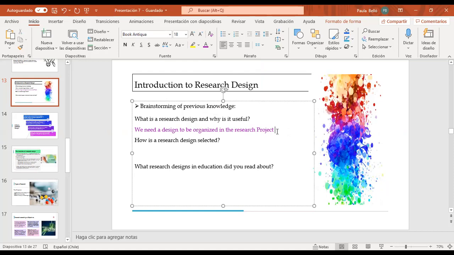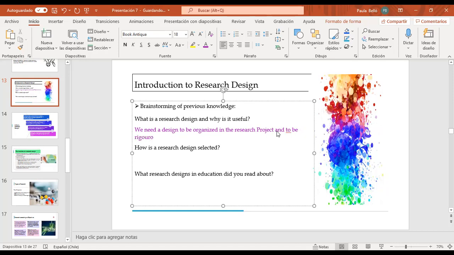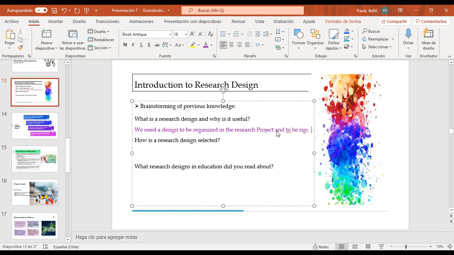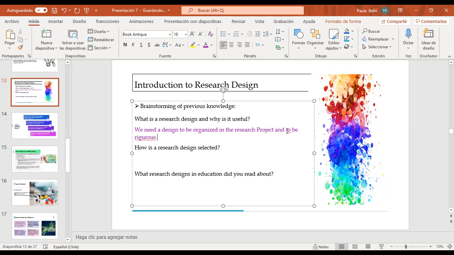and probably lose rigor. Yes, o sea, la rigurosidad que habíamos leído brevemente en el texto en español el miércoles pasado, la rigurosidad con la que se debe conducir el proyecto. So we need a design to be organized in the research project and to be rigorous. And this is a word that will appear a lot in review. It's a difficult word, but it will appear a lot in literature in English, okay?